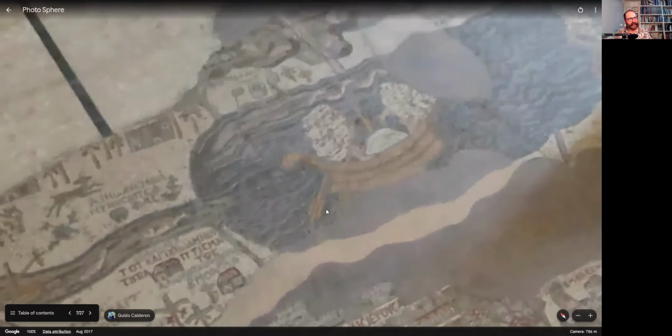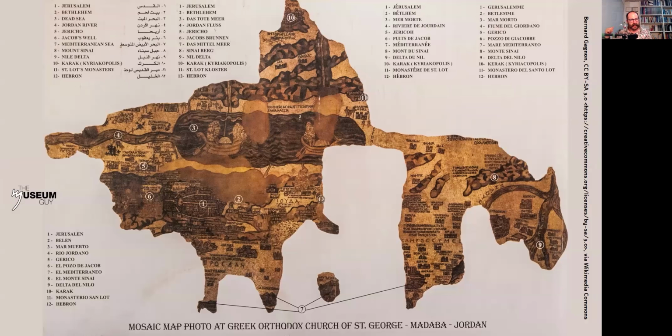The Madaba map, there's a lot of numbers here, and this is the map that everybody's looking at outside. It's the same one where we've identified locations because it actually has little labels in Greek that tell you what the places are, which is really cool. It's like a mini Israel. It's a mini map of Israel.